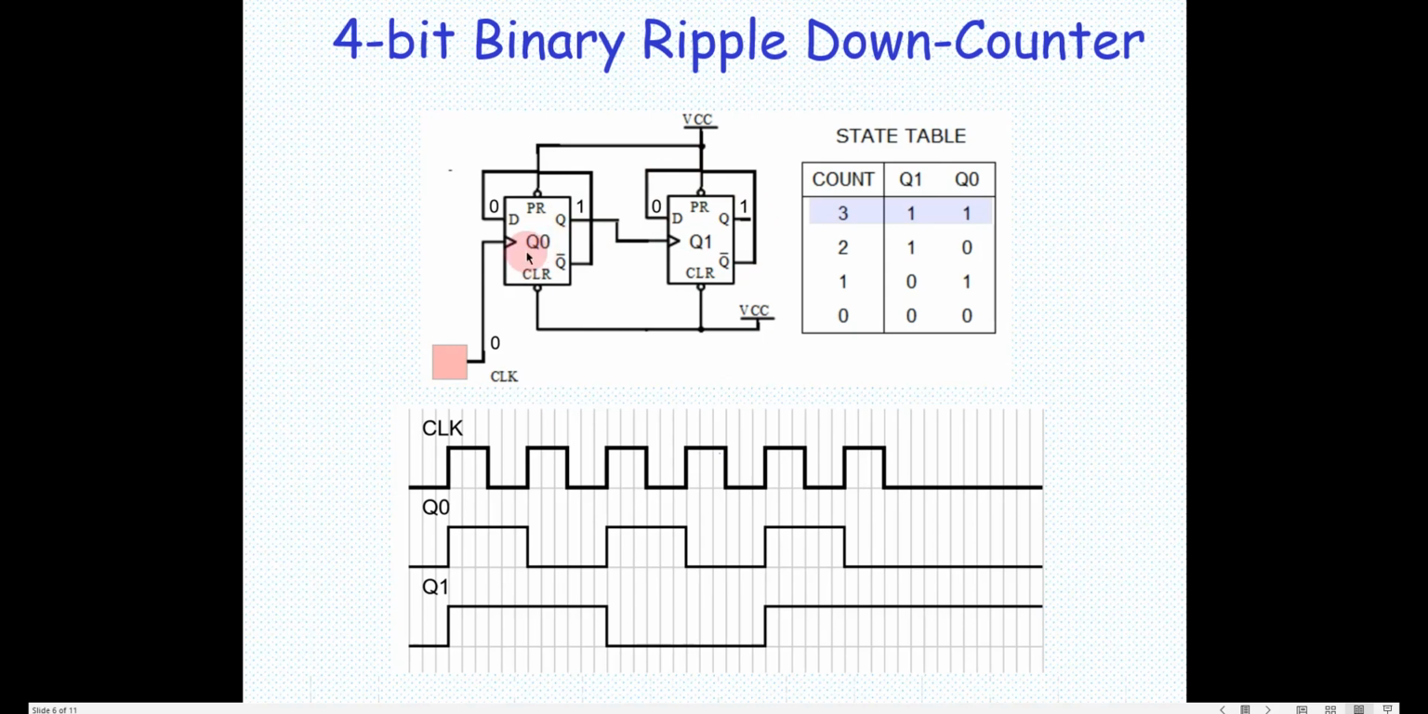Now this is the LSB, this is the MSB. It is drawn like that. So I am taking Q here and giving it as a clock to the next state. Now I am using a positive edge triggered flip-flop, because there is no bubble here. So both these flip-flops are positive edge triggered flip-flops, and since I am using positive edge triggered flip-flops, this will count down instead of counting up, right?